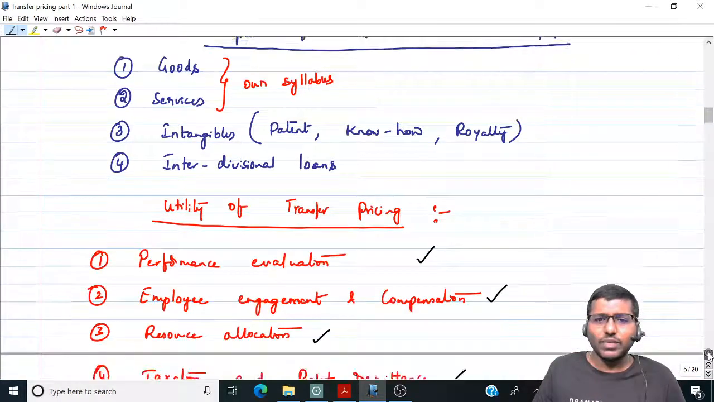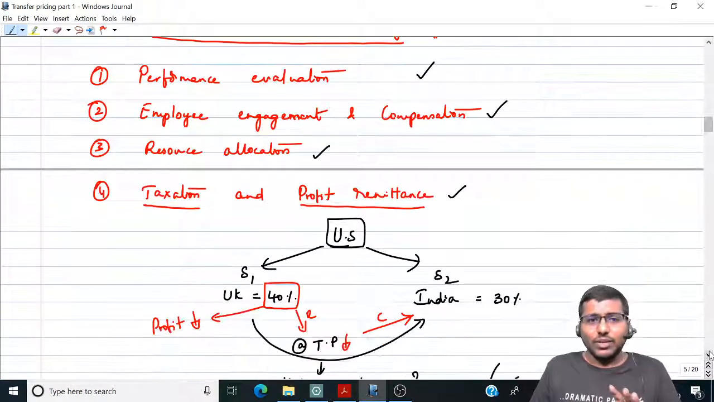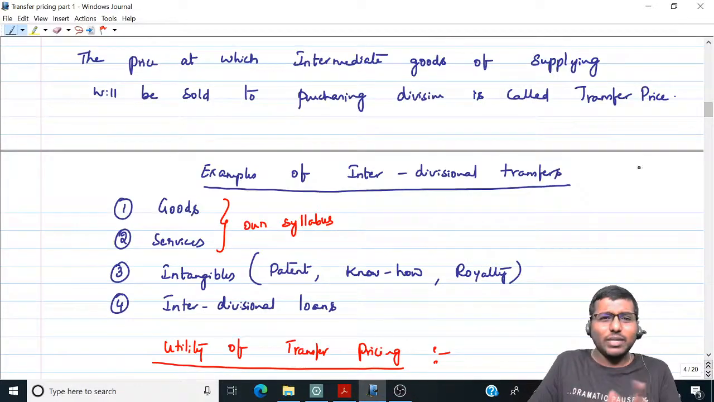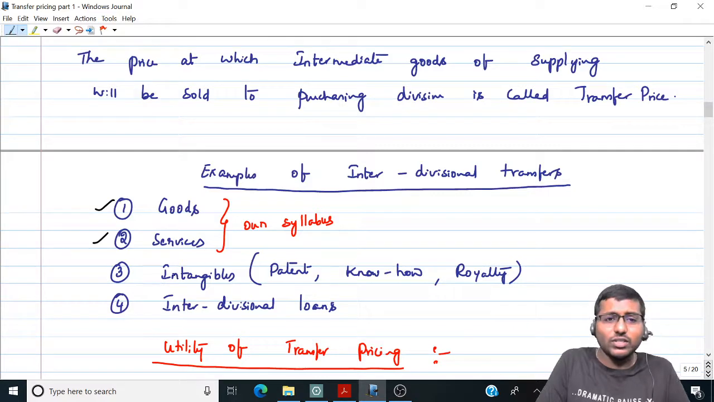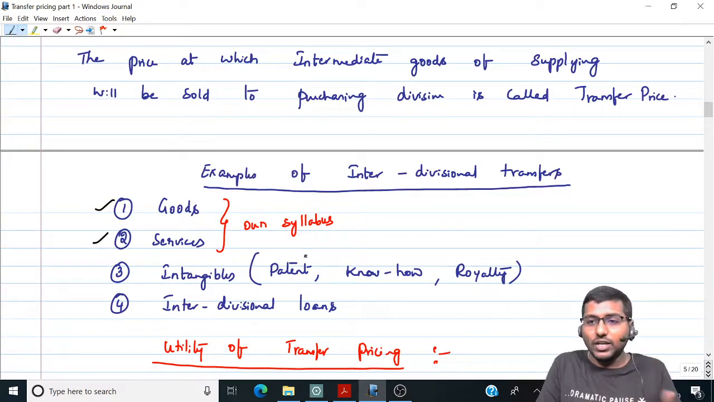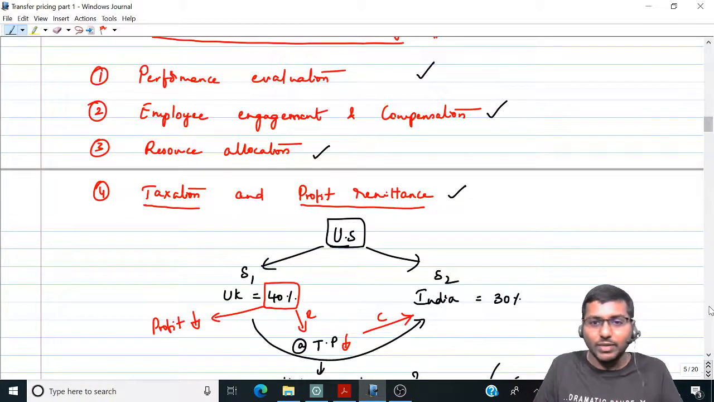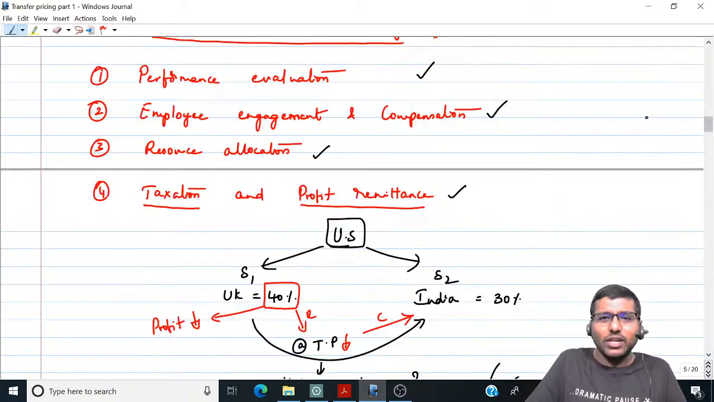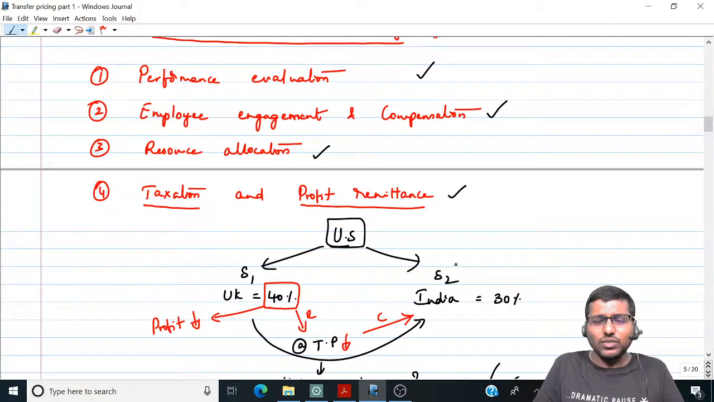Okay, that we know. So that is the history. Anyway, then you need to learn all the other basics and all the examples of interdivisional transfers. Many people think that it is only goods and services, but even intangibles can be transferred. Interdivisional loans can also be transferred at TP. Okay, and then I just gave an example of international transfer pricing over here.